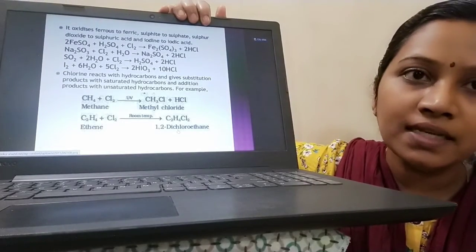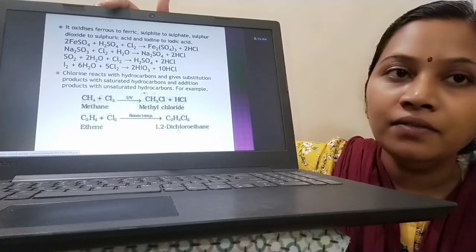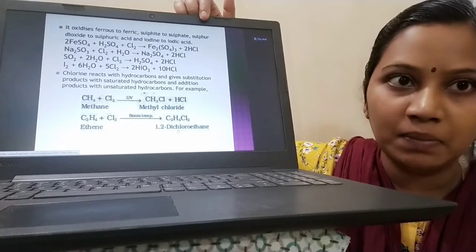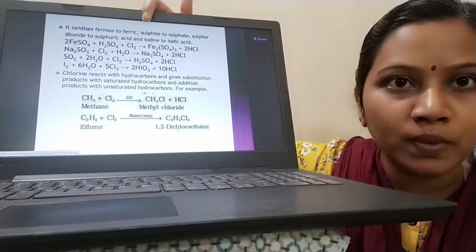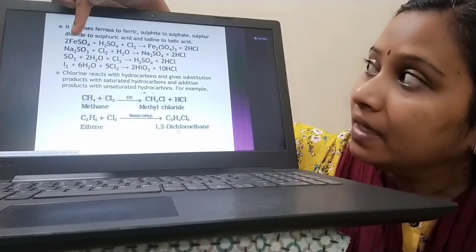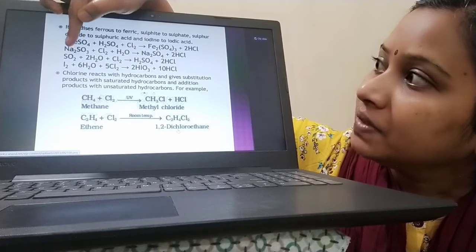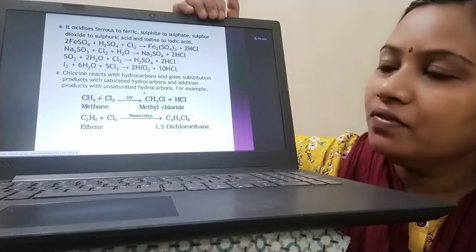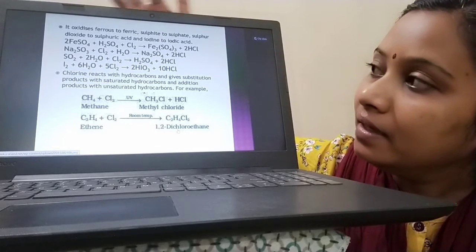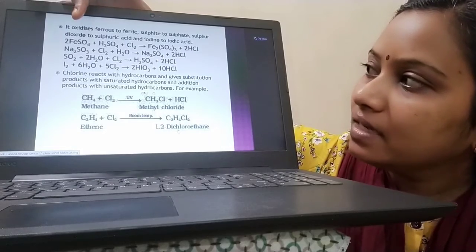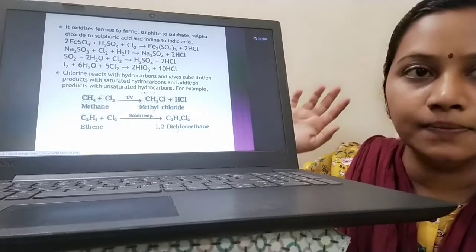So what has it oxidized? It has oxidized iron from Fe2+ to Fe3+, the ferrous to ferric state, which is the first step. Second step, it has oxidized sulfite SO3, sodium sulfite, to sodium sulfate, which is SO4. Then it has oxidized sulfur dioxide to sulfuric acid. It has oxidized iodine to iodic acid.